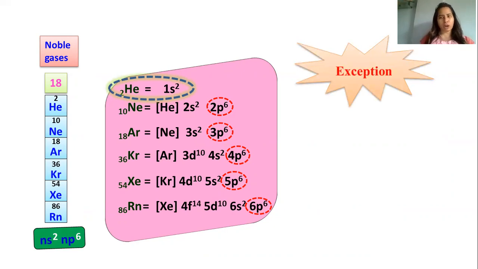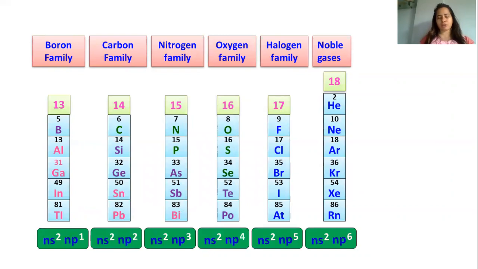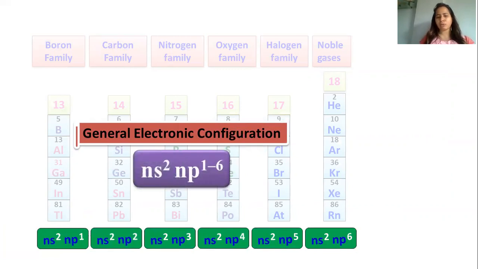So from group 13 to 18, the general electronic configuration for the whole P block becomes ns2np1 to 6. When we say P block, you can write down in your notebook: P block elements are those whose last electrons enter into P subshell. They belong to group 13 to 18, and they have a general electronic configuration from ns2np1 to 6. You all know P subshell has a capacity to hold 6 electrons.